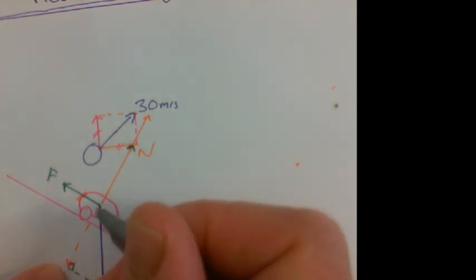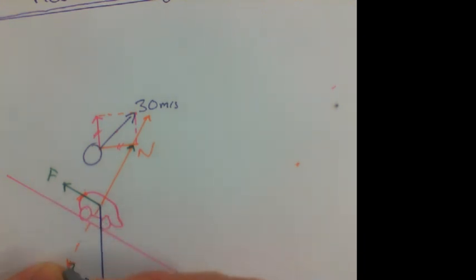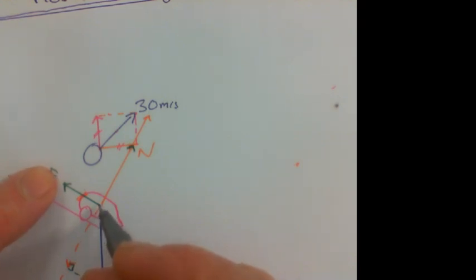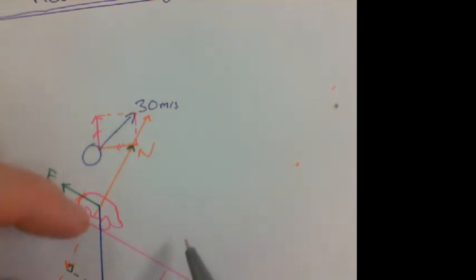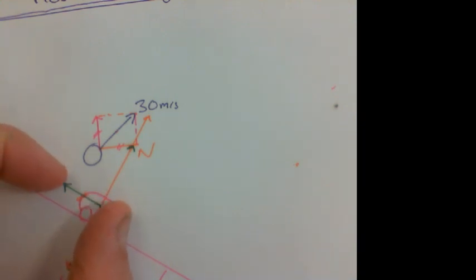So I know that that is the part of the weight that is perpendicular to the slope, and I know that this is the part of the weight that is parallel to the slope. So I've resolved the two, and because I knew it was in equilibrium, I knew that the perpendicular part of the weight must be the same as the normal, and I knew that the parallel part of the weight must be the same as the friction.